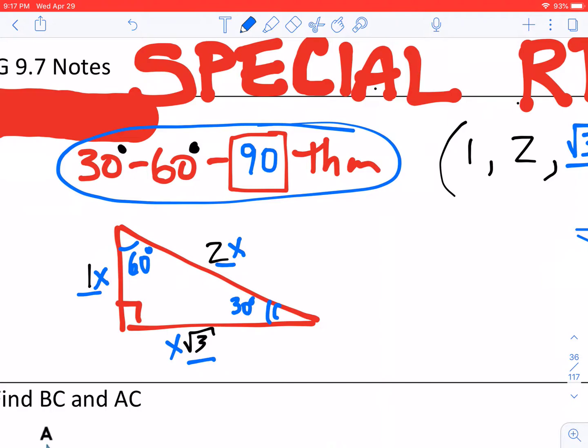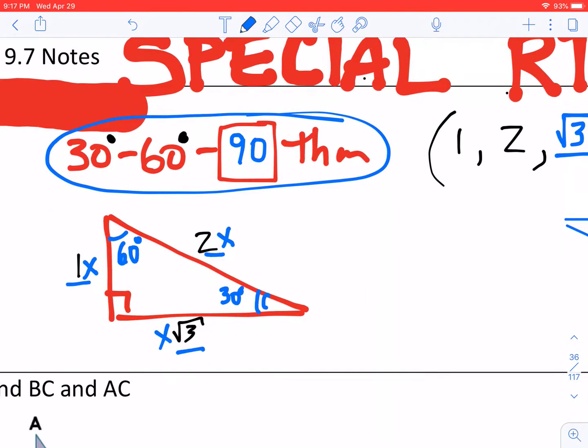What they typically will do is they'll give you one of these values. Say they'll give you this one here, and they'll say that side is blah, find the other two sides, okay? Or they'll give you that side, and then have you find the other side. The only recommendation I have here is that this is easiest to go from here to here, and from here to here.